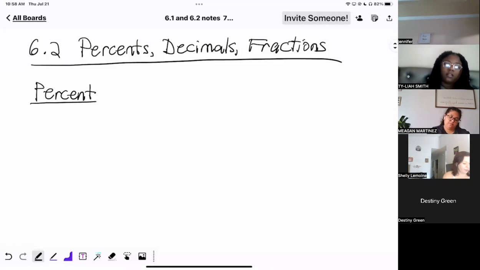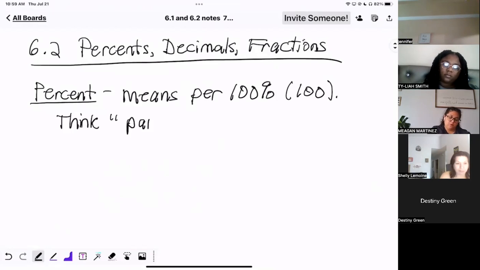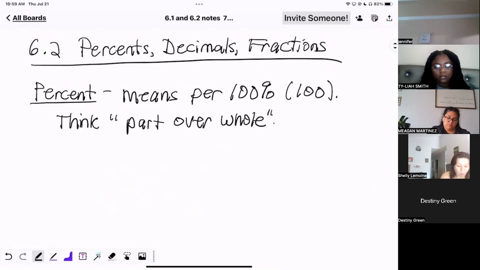Okay, just to define a percent, which I think all of you know, a percent means per 100. So we always measure something out of 100. It depends on which way you look at it. I want you to think part over whole, because we're going to use proportion. I definitely use proportions for these all the time when we solve.